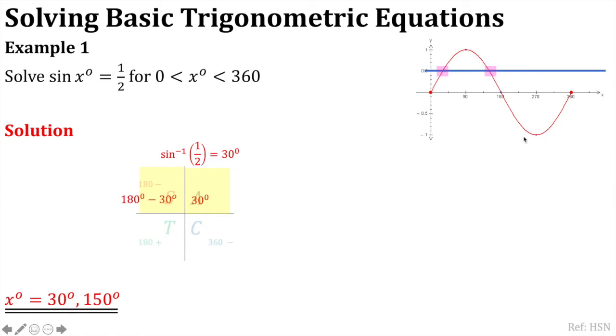And we can see from the graph that that's quite possible. We can see that our answers had to lie between 0 and 45, so that one in there, and that's a 30, and between 135 and 180. So again, we can see that that's 150 in there. So just now would be a good time to pause the video and copy down example 1.